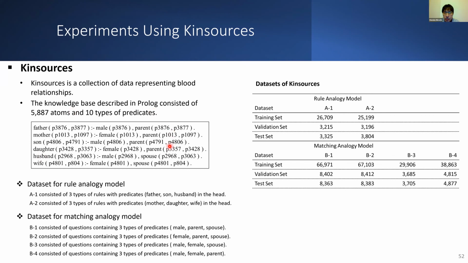This is an example of Kinsources. We divided this knowledge base into several datasets. This table shows datasets of Kinsources. To evaluate the analogical reasoning systems, we removed several rules from this dataset.